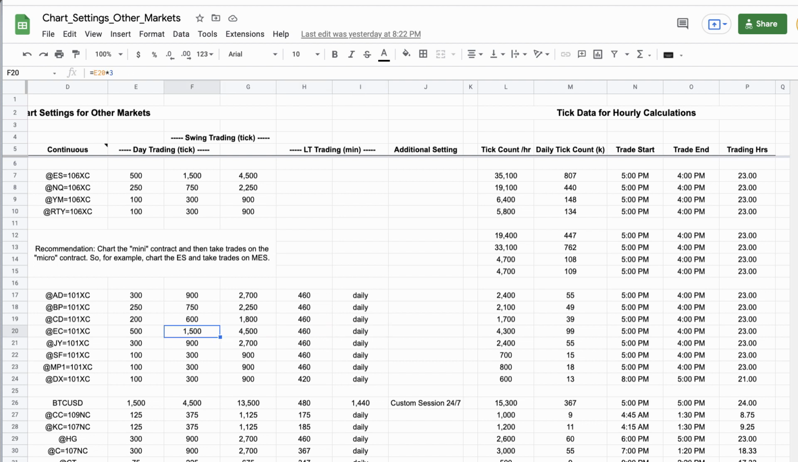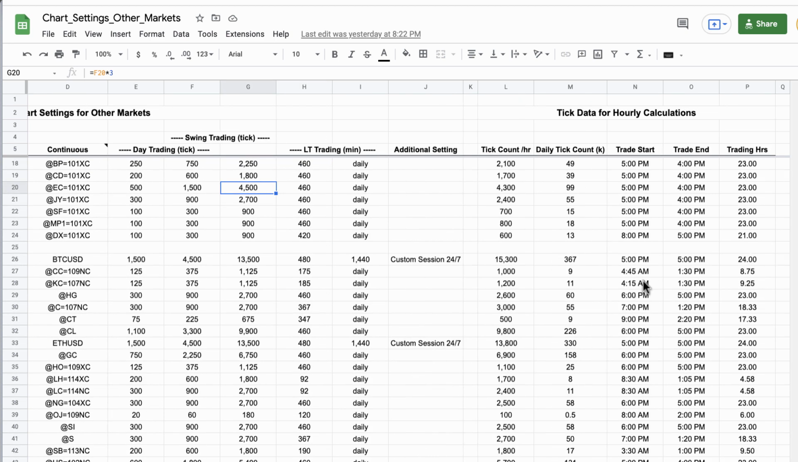But if you're more day trading or holding overnight, using a 500 to 4500 tick bar chart sequence would work. Some of these markets trade very infrequently. So for example, the cocoa market here is trading from 4:45 a.m. to 1:30 p.m. It's only 8 3/4 hours trading a day. And then that cocoa contract's only trading about 9,000 contracts a day, which works out to about 1,000 contracts per hour.